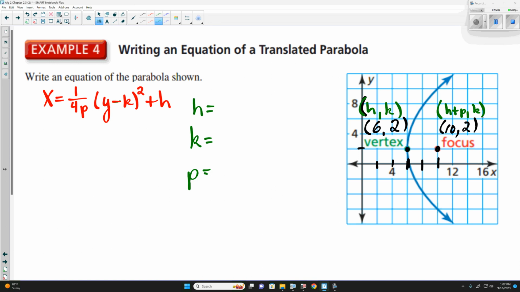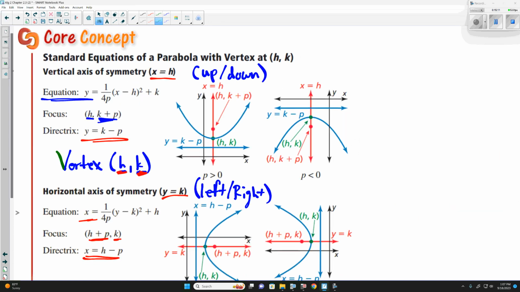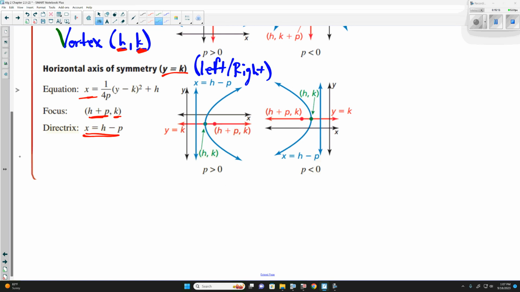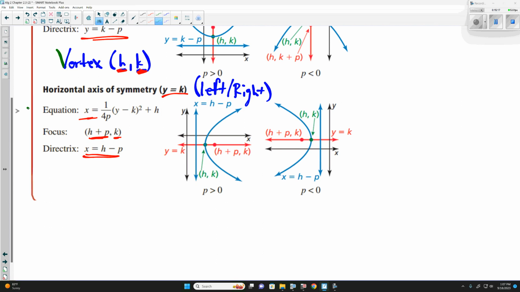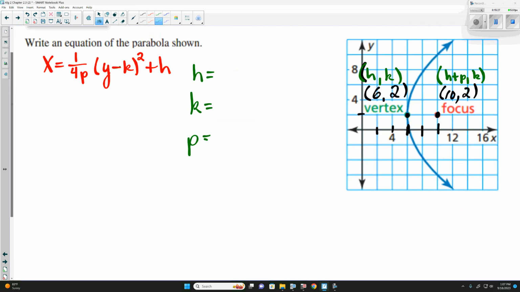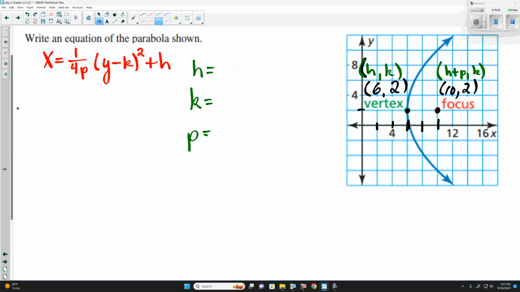Now I got that purely from, so if I look at x equals, the focus is h plus p comma k. Again, we're matching these up. What do we have and what does it match up to in the general form? And that's going to be key, especially when solving these, finding the equation or going the other way around.